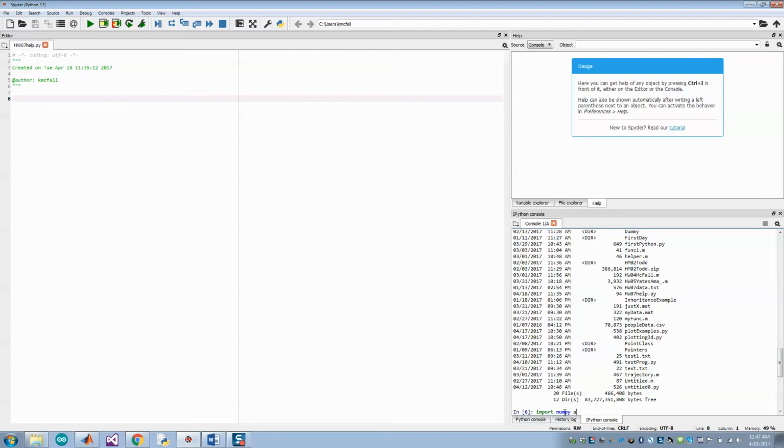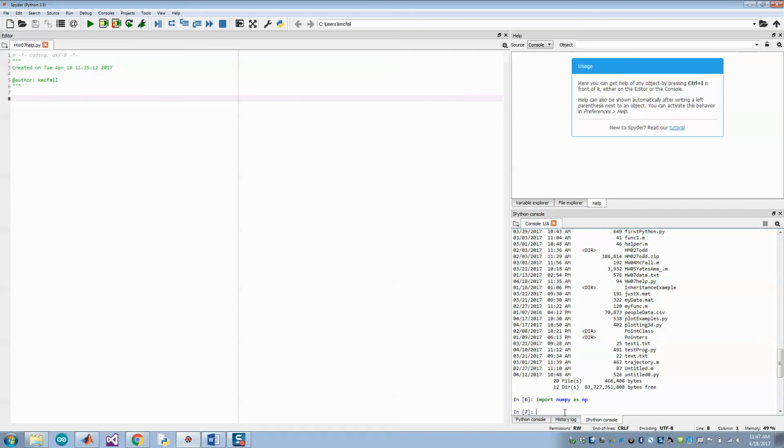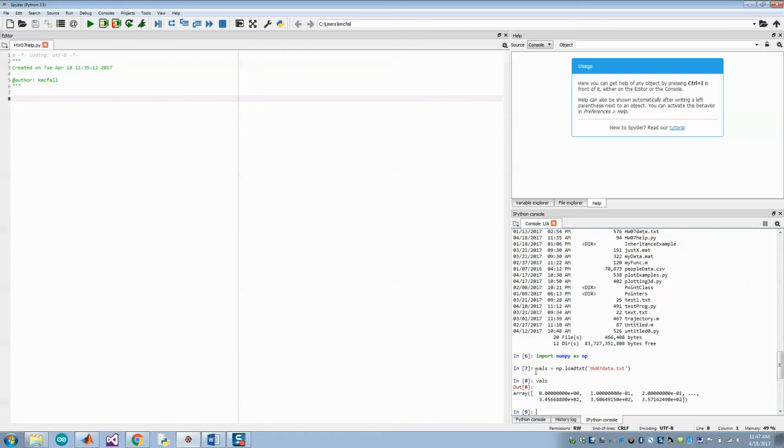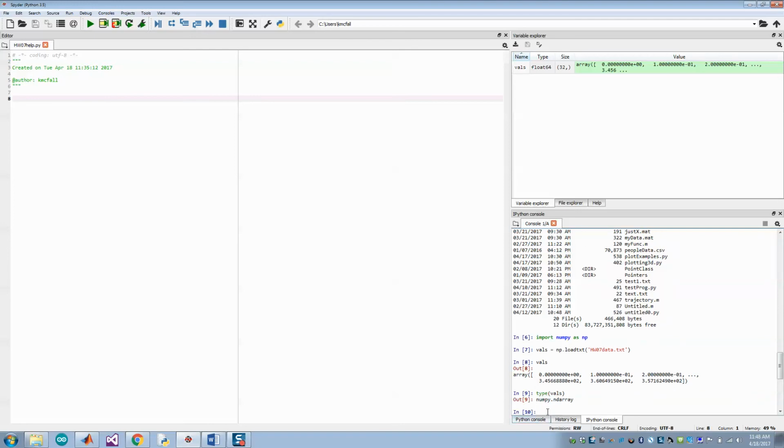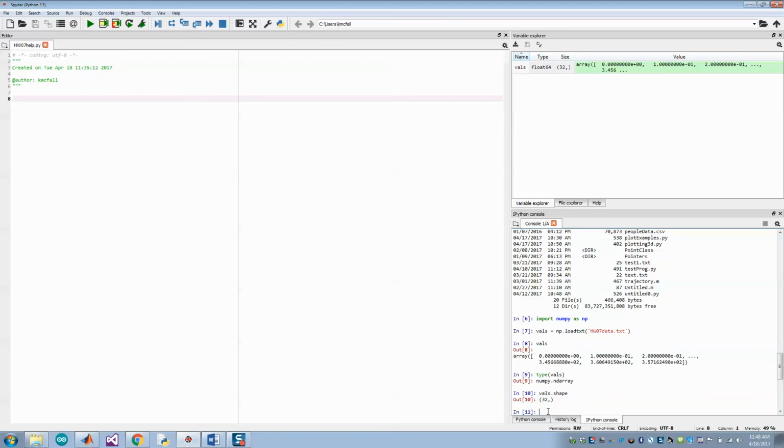Okay, so first I'm going to import NumPy as np. And there's a command, loadtxt, and basically you send to it a string of the file name, and it will load those values into the variable here. So you can see in my variable explorer, I now have a NumPy array. If I do type on vowels, okay, it's a NumPy array. And I can also say, well, what is the shape of vowels? Okay, it has 32 elements.